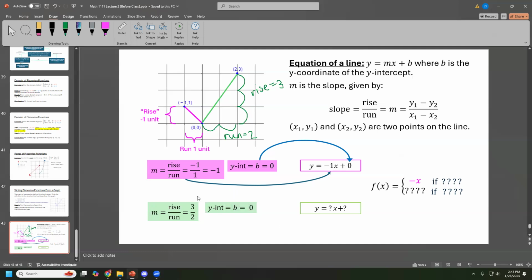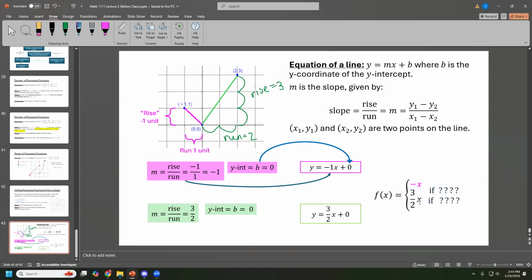So if I want to put this together into an equation, I know that I should have m, which I just decided was 3 over 2, x plus, and then b is 0. Now there's no need for me to write plus 0. That's not adding any useful information. So I can just write 3 over 2x. And I'm going to go ahead and color code this green, so that way we know it's associated with the green line.